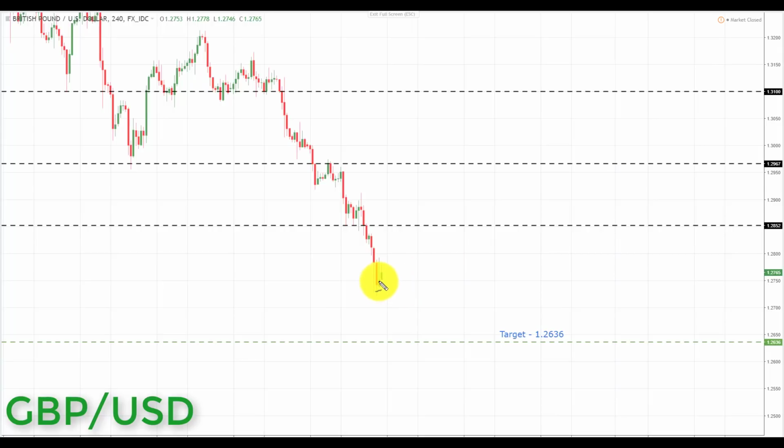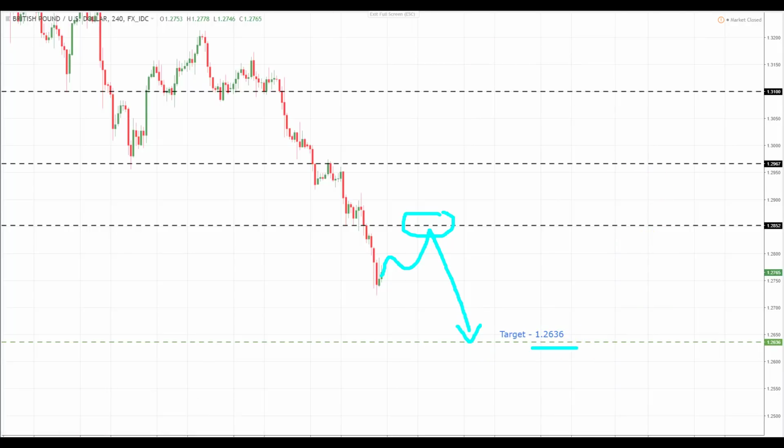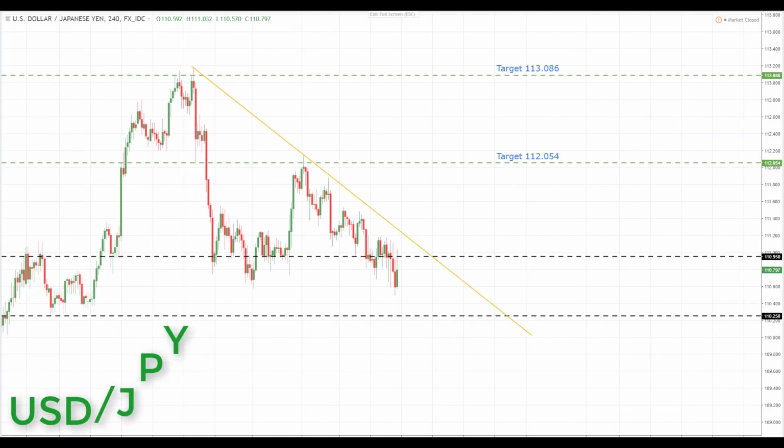So very simply put, if we can get a pullback and a retest of broken support turning resistance at the 1.2852, this is going to be a great place to start to look for bearish formations and patterns. And we're going to be looking at initiating shorts in the pound dollar down towards the next key area of support to the downside, with the target set at the 1.2636.